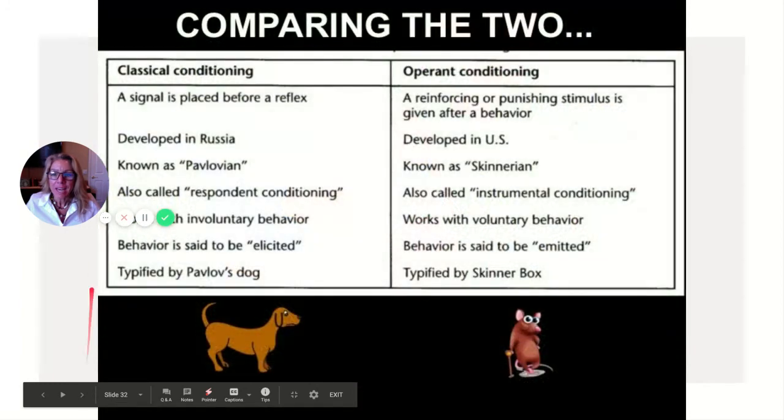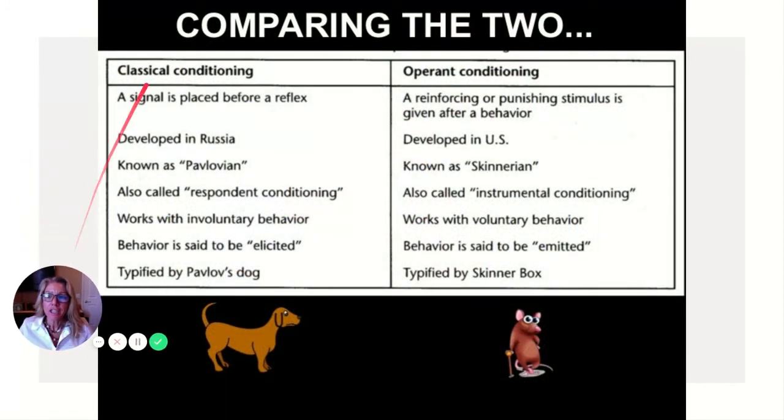Next. Okay. This is just a little chart to compare and contrast classical conditioning with operant conditioning. A couple things I want you to see. In classical, that's Pavlov's, the signal comes before the behavior, and that behavior is a reflex. It's physiological. It's called respondent conditioning. And this works with involuntary behavior like saliva, right? And this behavior is thought to be elicited.